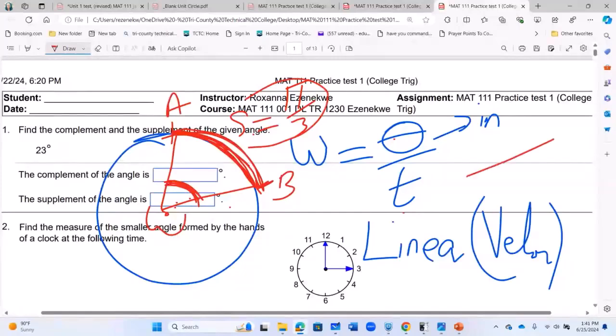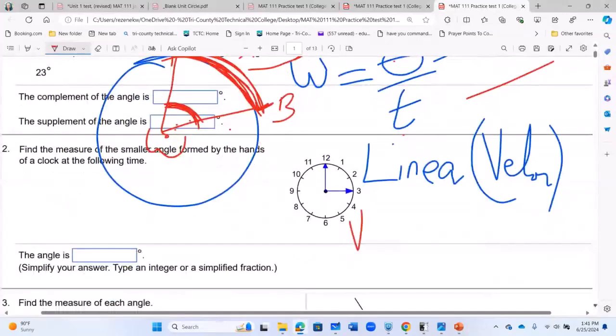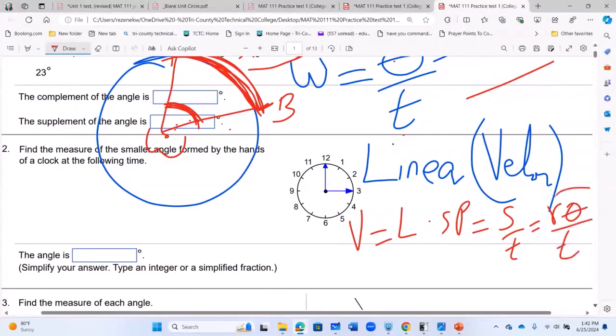Okay, so linear speed. By the way, let me write the formula, but we're not going to see it in this test. Velocity, which is the linear speed, is going to be the length of arc divided by time in seconds, because remember it's velocity. And I want you to know that length of arc is r theta already, so r theta divided by t. This is the formula for linear speed. Linear speed is arc length over t.